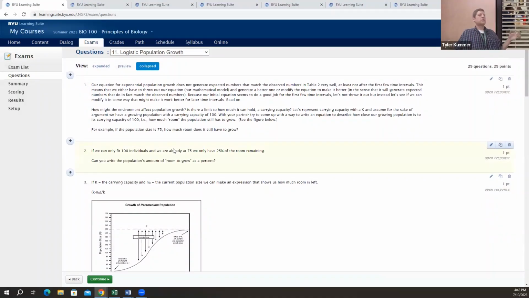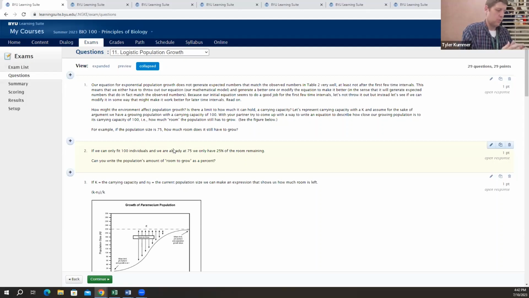So logistic growth is when we bring in this idea of a carrying capacity, that there are what we call limiting factors that prevent our population from growing exponentially, whether that's food, shelter, predators, disease, pollution, natural disasters. There are things that prevent our population from continuing to grow.